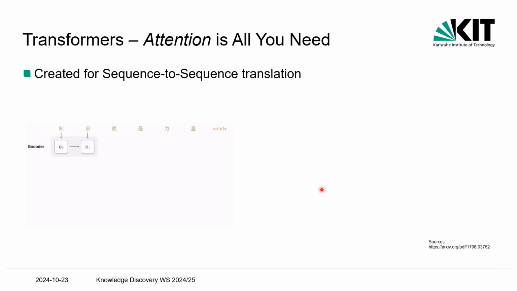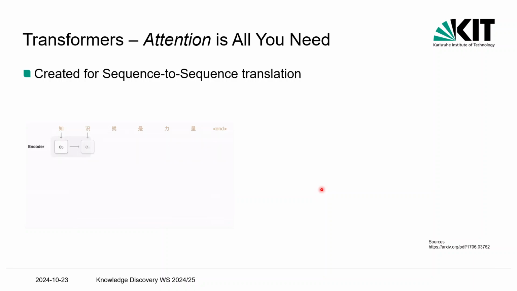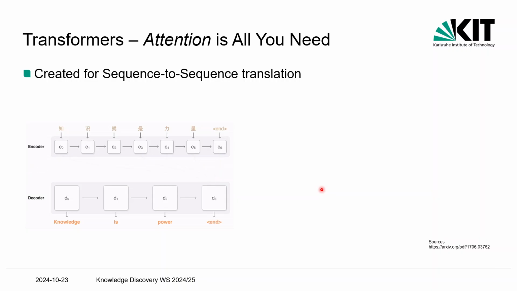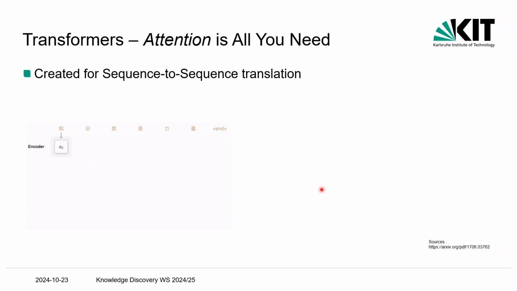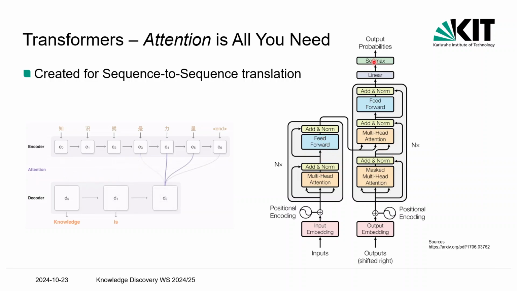So, initially, in the Attention is All You Need paper, transformers were created for so-called sequence-to-sequence translation. As you see here on the left, you have an encoder and decoder part where you give certain text to the encoder, pay attention, have the decoder, and then we can translate it from one language to another, for instance. At least that's the use case it was initially made for. And this is the architecture they proposed here on the right, with the left side being the encoder and the right side being the decoder.